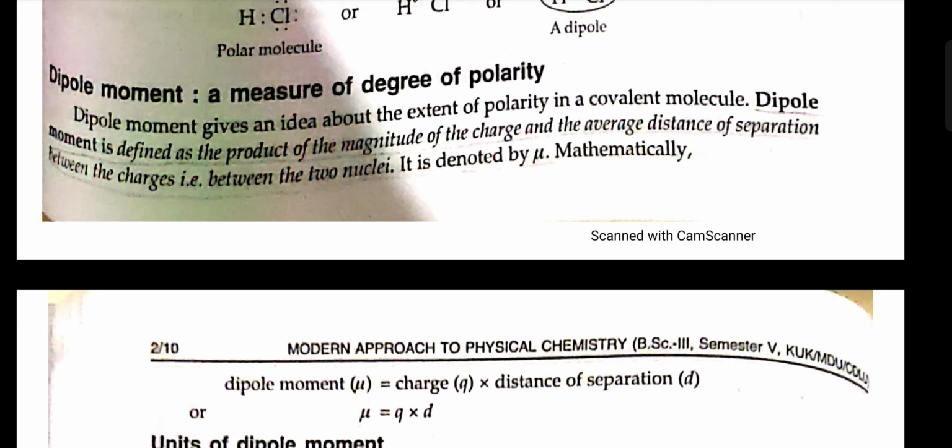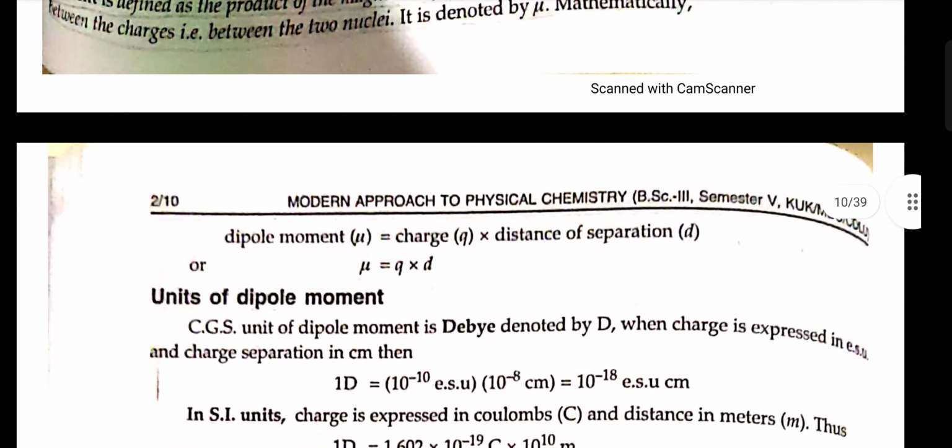Dipole moment is a measure of the degree of polarity. Dipole moment gives us an idea about the polarity in a covalent molecule. It is defined as the product of the magnitude of charge and the distance of separation between the charges, that is, between the two nuclei, denoted by mu. As seen in the formula, mu is the dipole moment, q is the charge, and d is the separation between the two nuclei.